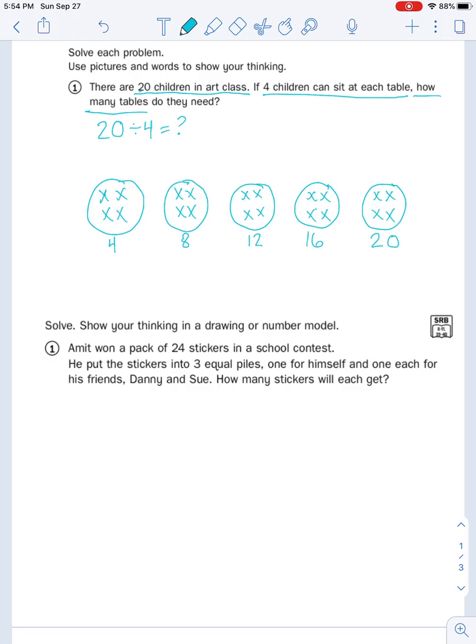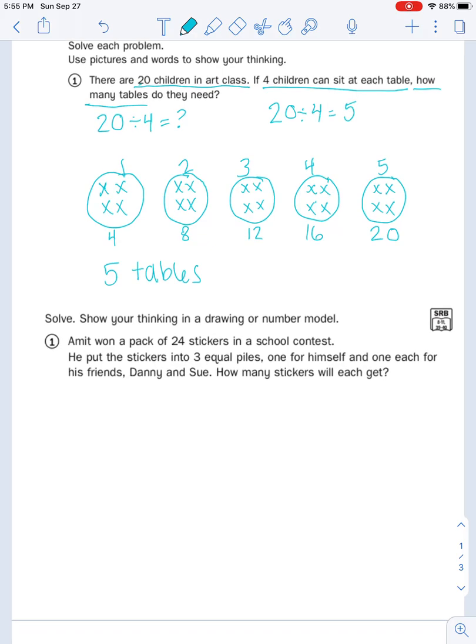Okay, but what was that question asking me again? It says, how many tables do they need? Okay, so they're not looking for me to say that the answer is 20. They're asking how many tables I just drew. Well, let's find out. There's 1, 2, 3, 4, 5 tables. Okay, so our answer is 5 tables. So look, you just solved a division problem by using a picture.